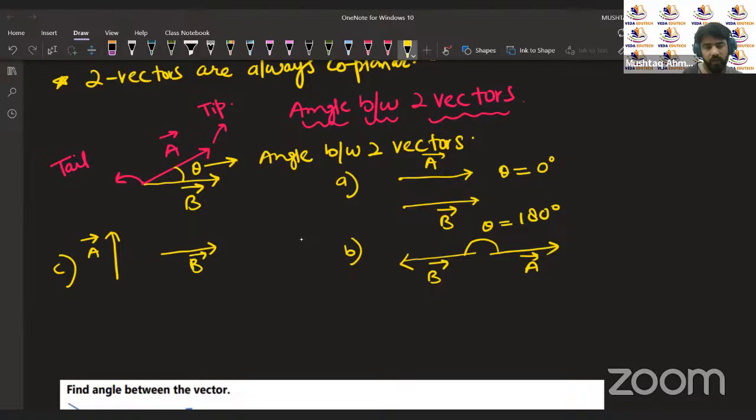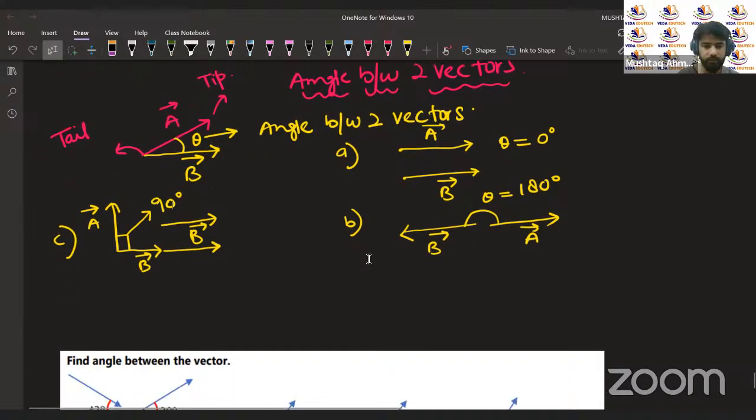What we have to do is that we know that we can shift a vector anywhere in the space. Let's shift this vector like here, parallel to itself. We can also shift this vector like here, parallel to itself. So this is our B vector, and we can clearly see that the angle between the two tails of these two vectors is 90 degrees. So this is how we find the angle between the two vectors. We join the two tails of the two vectors, then the smallest angle between them will be the angle between the vectors.